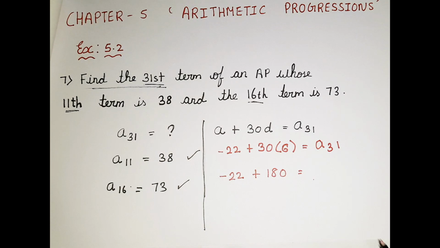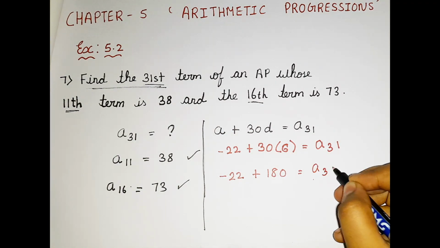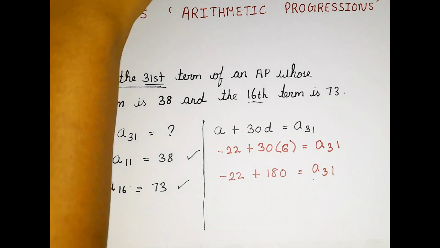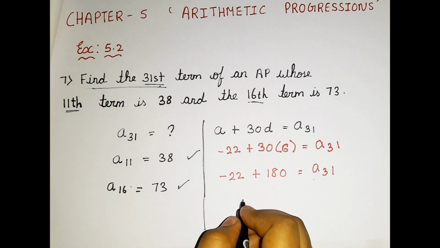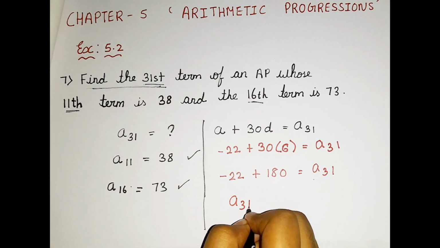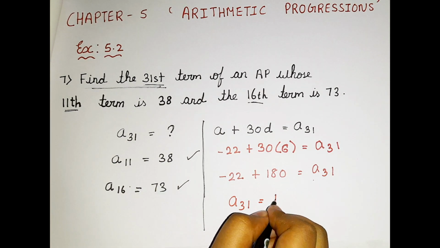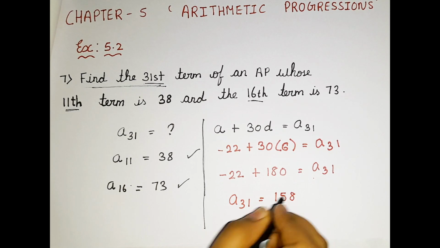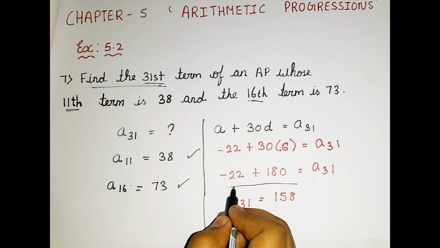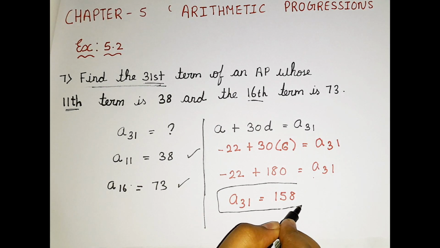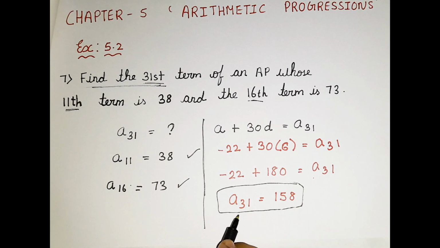Okay, so let us write a31 as it is. Okay, so when I just solve them, plus and minus is minus, isn't it? So when I solve them, I get a31 is equal to 158. Okay, so we got the 31st term. So in the 31st term we have 158.